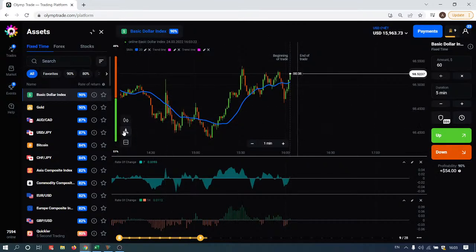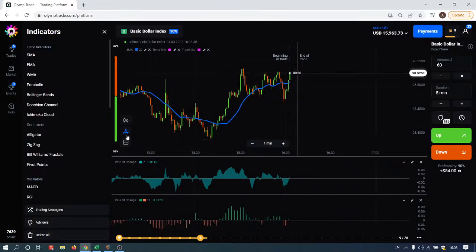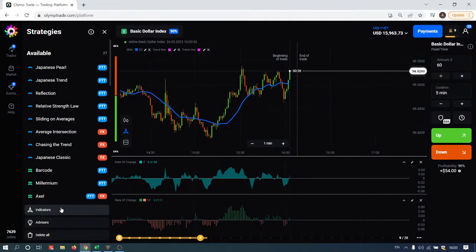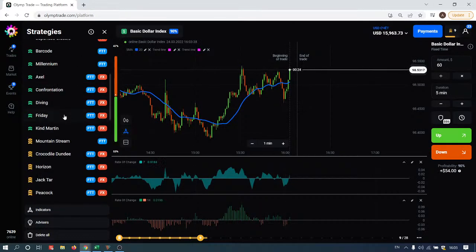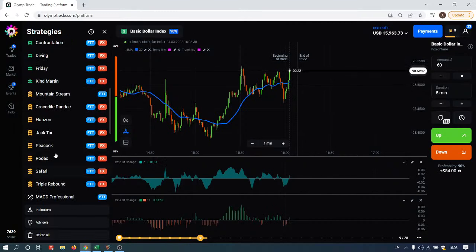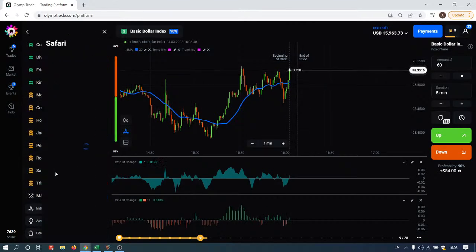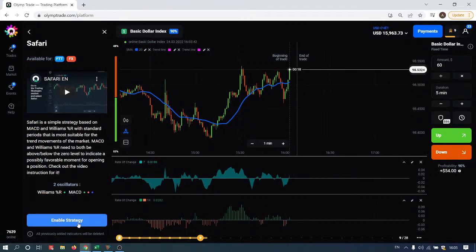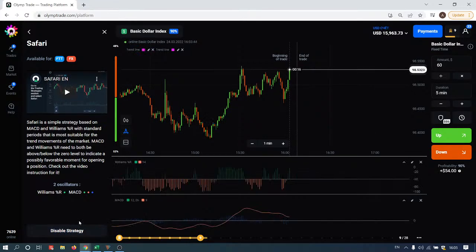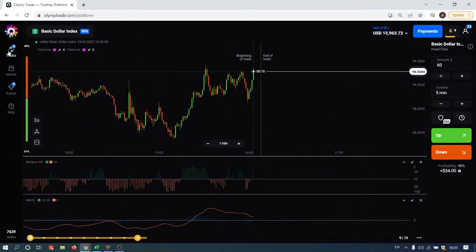First of all, let me apply this strategy to my current chart. We need to go to the indicators or the technical analysis tab, click trading strategies, then click the Safari strategy button, and press enable this strategy. This strategy gets automatically applied to our trading chart.